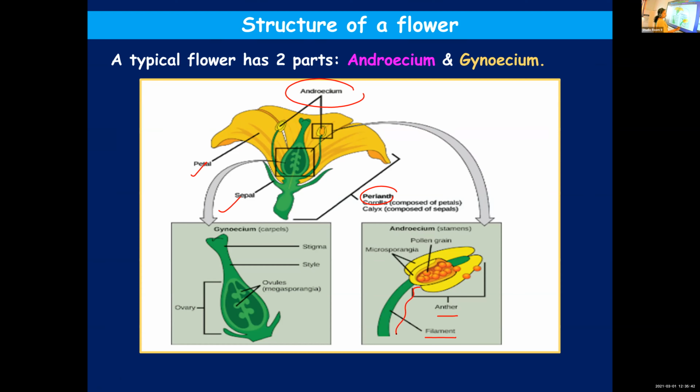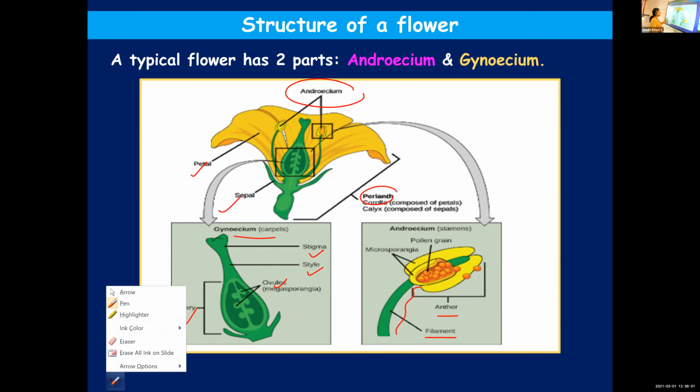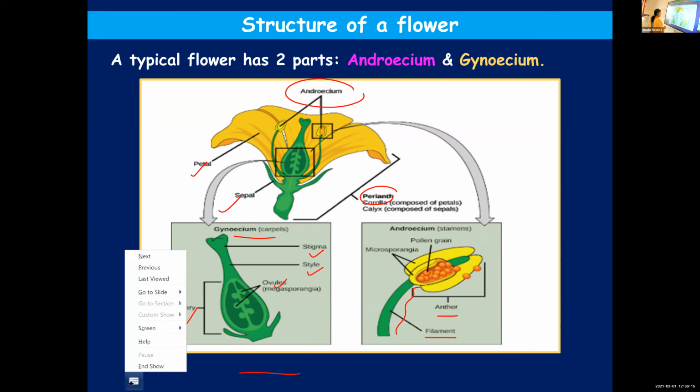Then petal, sepal, and here you can see androecium, and an enlarged view is given: filament and anther, the stalk-like structure, filament and anther. Then we have gynoecium, which consists of stigma, style, and ovary with ovules inside, and you will be learning each of these parts in detail. Once again, a typical flower has two major parts: androecium and gynoecium. Androecium consists of the male reproductive organs, whereas gynoecium is the female part of the flower consisting of the female reproductive organs.